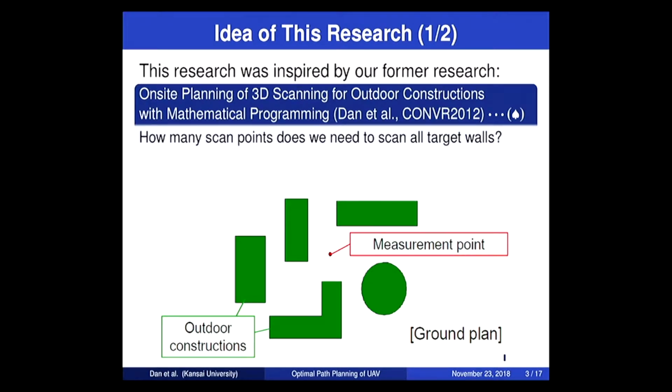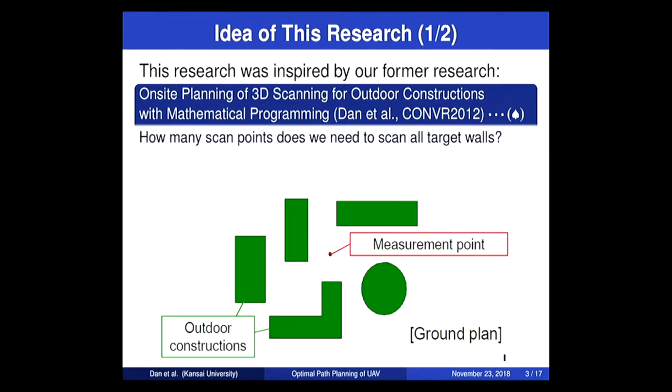Okay, from here I want to explain the idea of this research. Actually, this research was inspired by our former research. Our former research is about making a 3D scan plan of outdoor structures by using a 3D scanner. So let me explain the situation of our former research. This is a ground plan, bird's eye view, and this green object represents the outdoor constructions, and this red point is a measurement point. That is a point to place a 3D scanner.